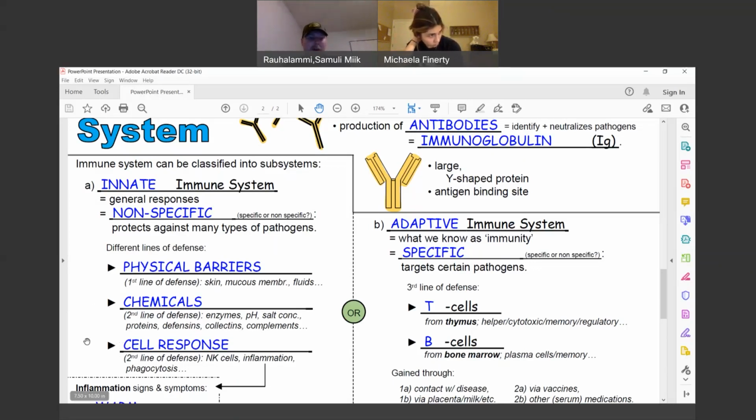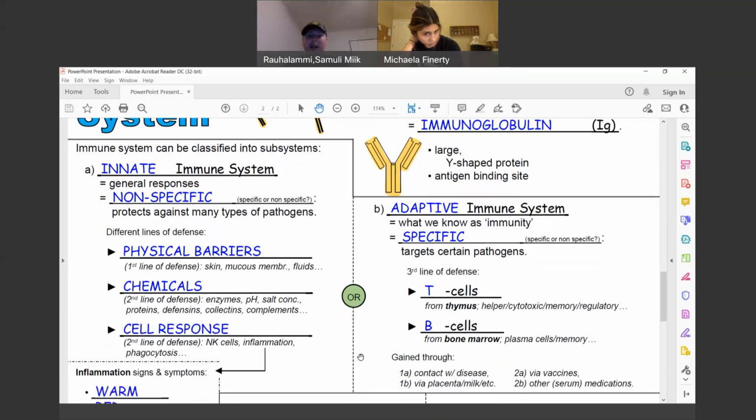And the last response would be cell responses. So we actually recruit the immune system cells to fight what shouldn't be there. The other branch is the adaptive immune system. So this is what we think of when we think of someone having become immune to something. They're very specific against certain pathogens. And really, it's the T cells and B cells that are the workforce of this branch. So it's a little bit more nitty-gritty details. It's not these general responses that we just talked about.